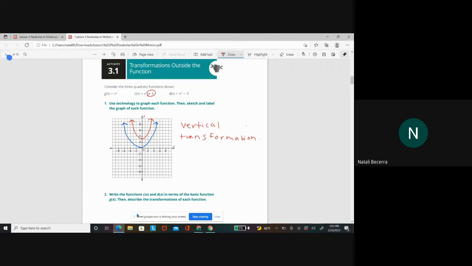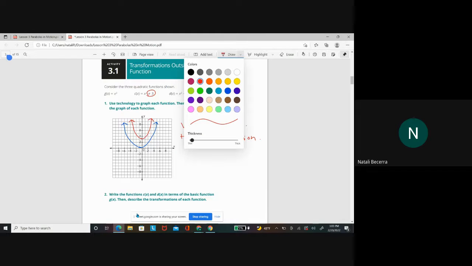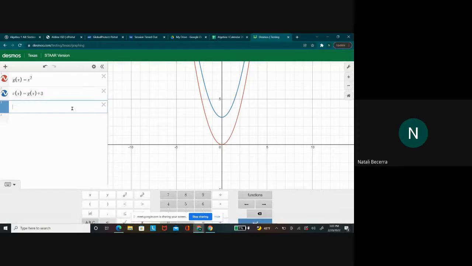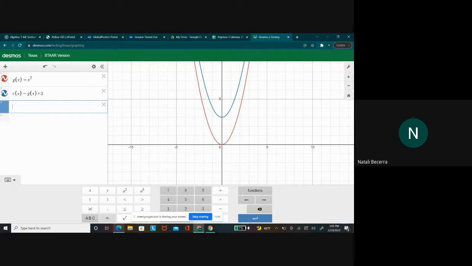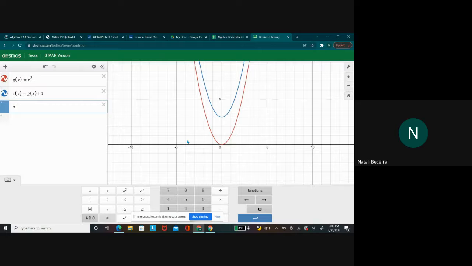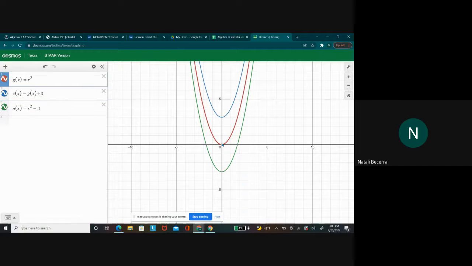And then now this one, the last one, is x squared minus 3. So this one's going to go the opposite. So instead of going up, it's going to go down 3. So we do this one. What was it? D of x equals x squared minus 3. And you can see that from the original, it went down 1, 2, 3 units.